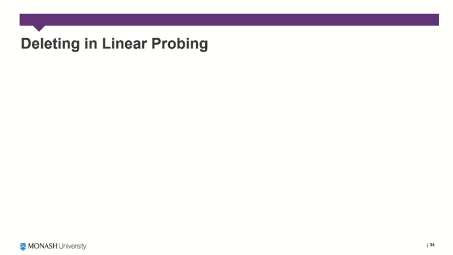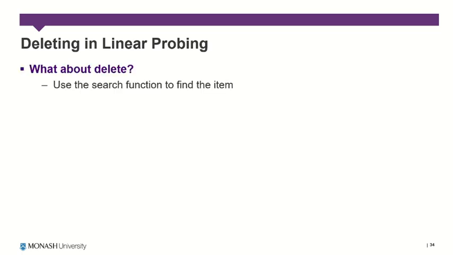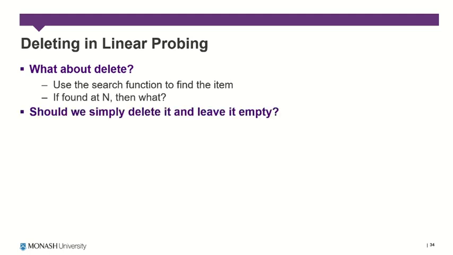We're now going to look at deletion when we're dealing with conflict resolution and linear probing. So basically, what about delete? How do we do that? We use the search function to find the item, and if found at n, then what do we do? Could we just simply delete it, and then that's all we need to do?